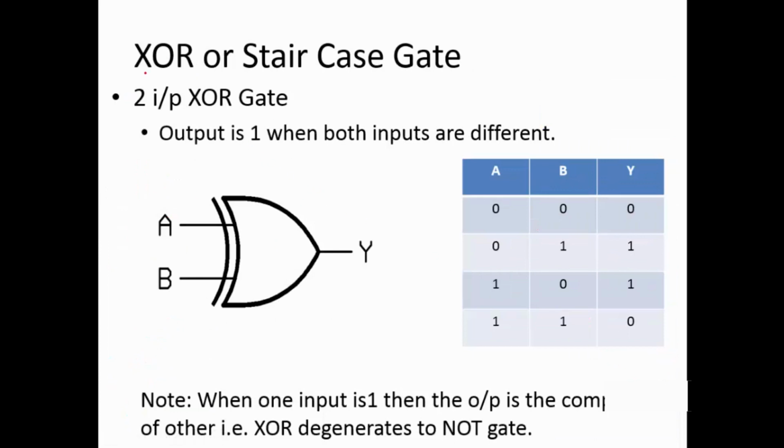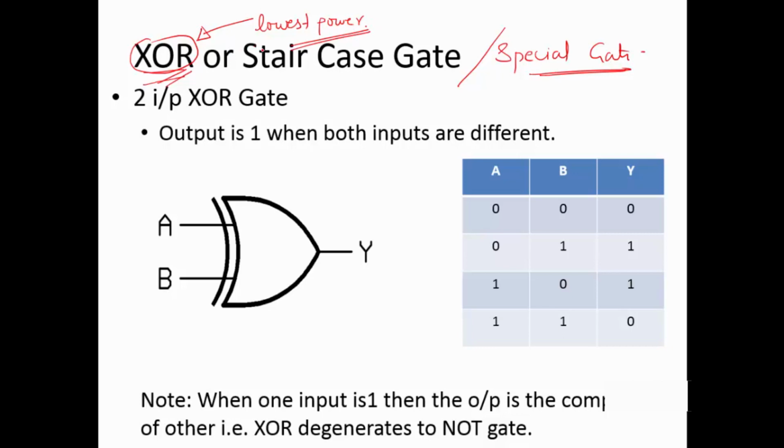Now the very important gate is the XOR gate. It is sometimes also called a special gate. Why? You will see the application of the XOR gate in later slides. You will find its application almost in all combinational circuits. One more thing, though it is not important from the perspective of the gate: the XOR gate is the lowest power consumption gate. It requires the lowest power supply compared to the AND gate, OR gate, and NOT gate. The XOR chip requires the lowest power for its working.